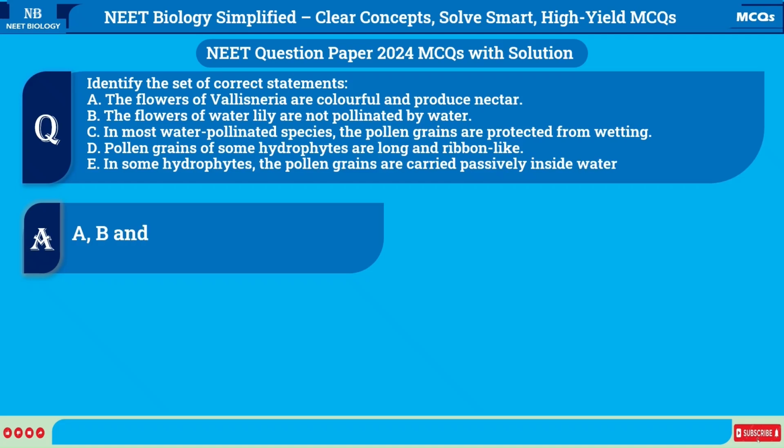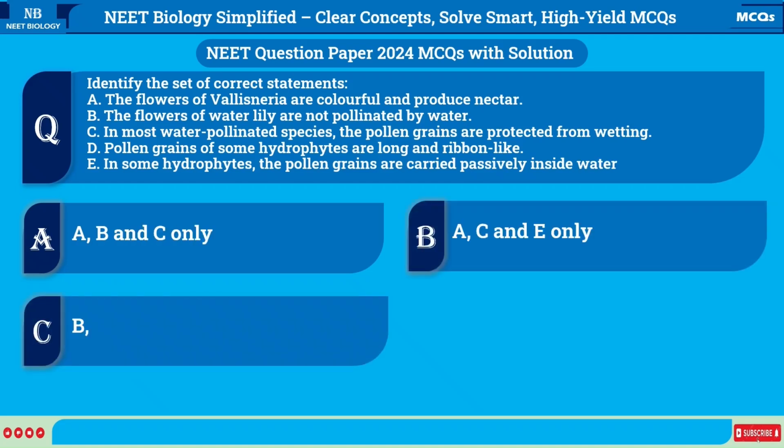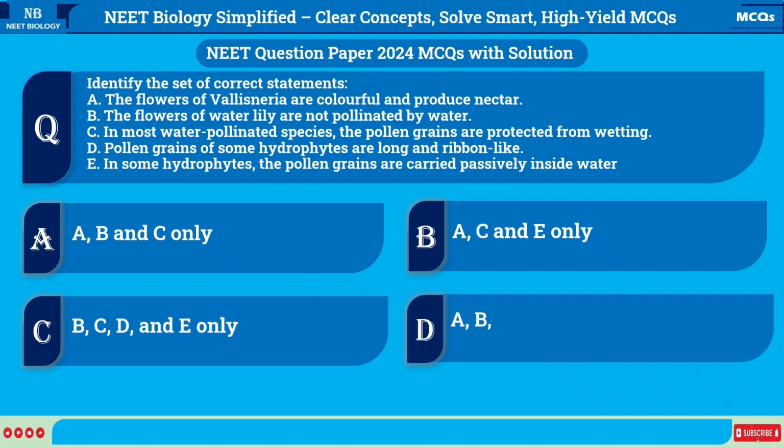A. A, B and C only. B. A, C and E only. C. B, C, D and E only. D. A, B, D and E only.